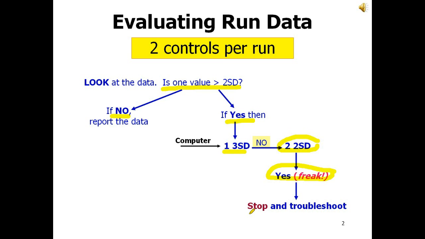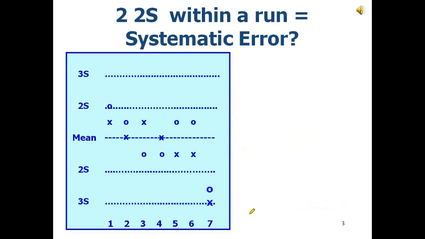So you'd go 2.5 years before this would happen, just due to the inherent random error in the instrument. So when you get a stop signal, you need to start troubleshooting. And Zoe and I will be talking more about how to approach that later on. Let's go to the next slide.